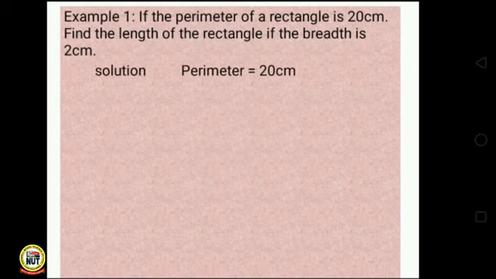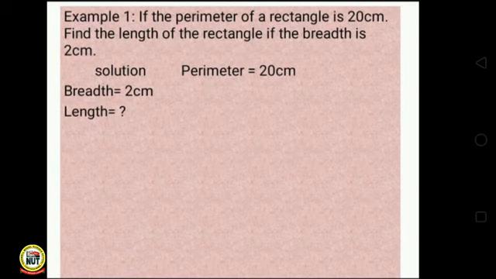Now let's see the solution. Perimeter is equal to 20 centimeter from the question. The breadth is 2 centimeter, while the length is unknown. We don't know the value of the length, and we are asked to find the length of the rectangle.